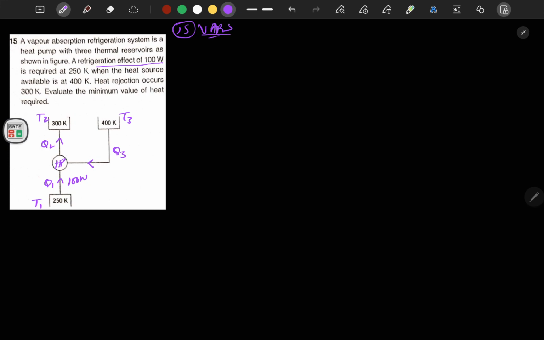Okay, since we know that it is a vapor absorption refrigeration system, we can say that the work done is nearly equal to 0. So we can say from here Q1 plus Q3 is equal to Q2. Q1 value is given as 100, so 100 is equal to Q2 minus Q3. This is equation number 1.